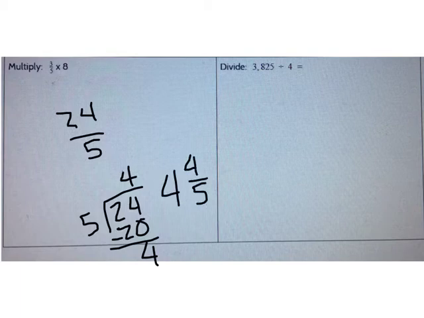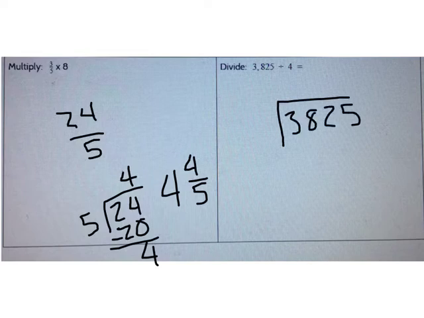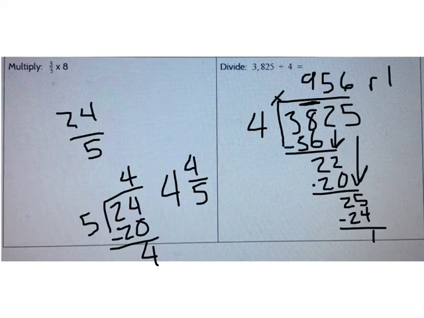Now you try a division problem. What's 3,825 divided by 4? First, where would I start dividing in this problem? 3,000s, 3,800s, 382 tens, or 3,825 ones? I could start in the hundredths place. Go ahead and do that division problem now. Check your work with mine. The correct answer is 956, remainder 1.